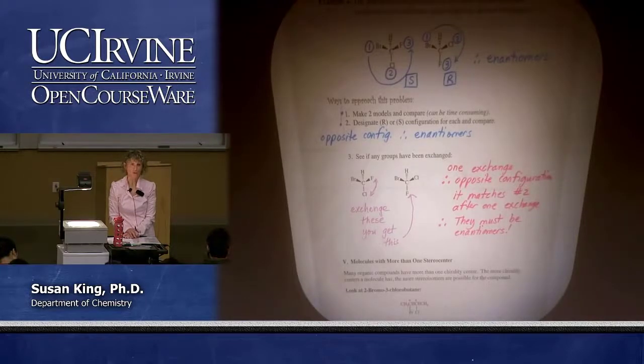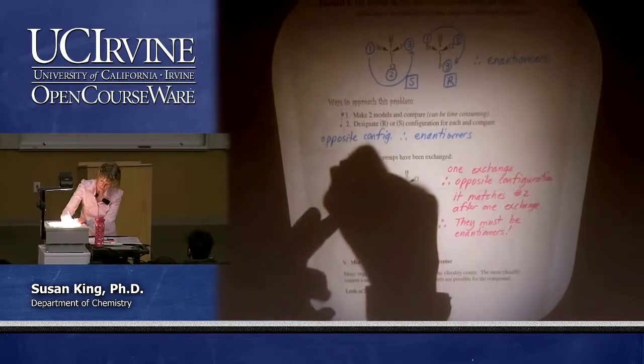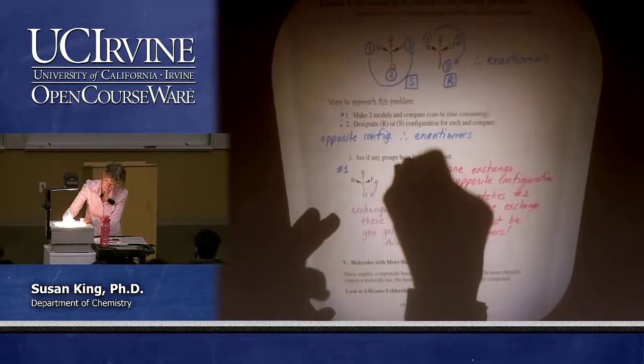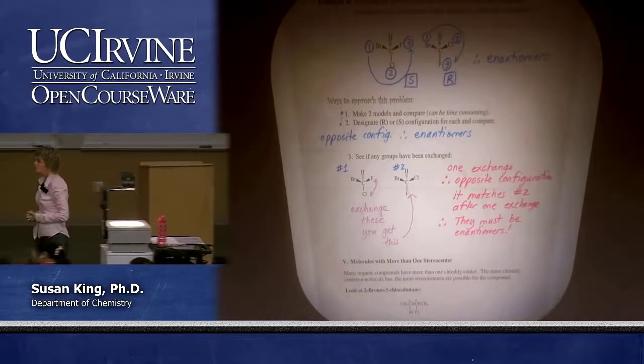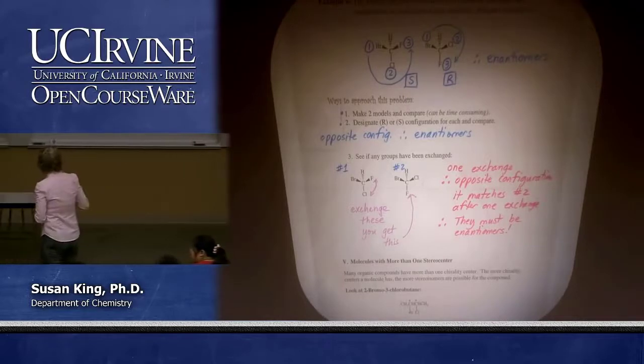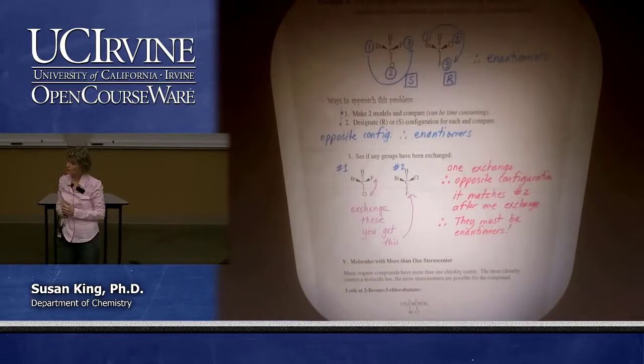All right, questions on assigning configuration? Yeah? What did you mean by it matches number 2? If I exchange these two groups, I get the second one. Maybe I'll make it more clear if I call this number 1 and number 2. It's a little harder to keep track of 2 exchanges, but if there were 2 exchanges, then that would mean they're the same compound, because 1 exchange switches to the enantiomer. If there's 2 exchanges, then you're right back to the original configuration. All right?